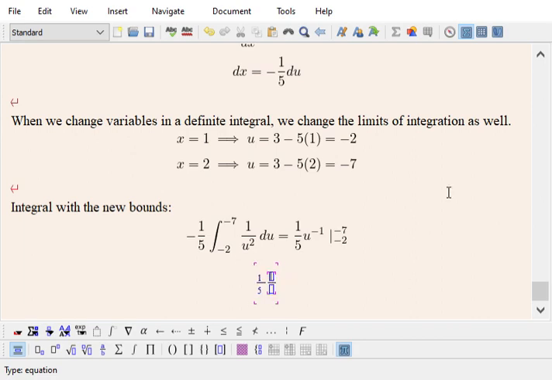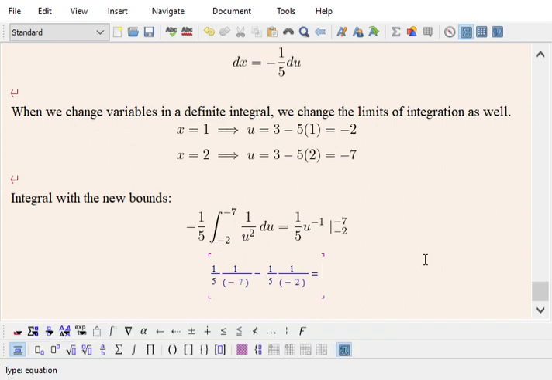So we can just plug in the bounds directly now. There's no need to transform back to x. That's really the takeaway from this particular example. Like so.